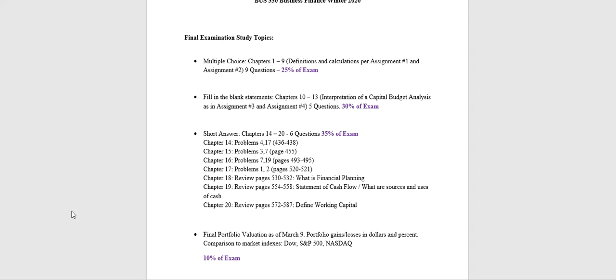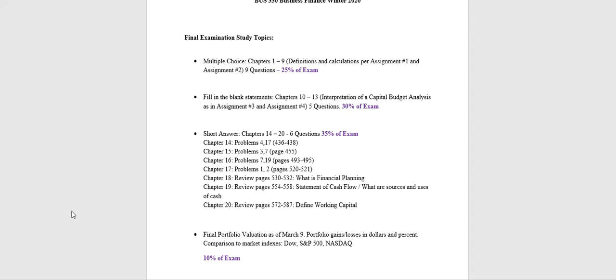Concentrate on those pages for each chapter and know what I mean by what is financial planning, what is the statement of cash flow, sources and uses of cash, and define working capital. That's the third section of the examination.